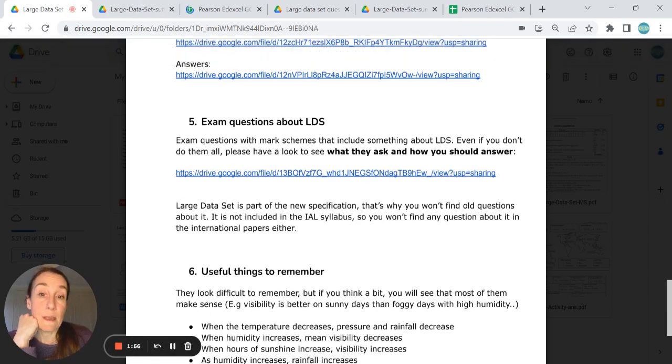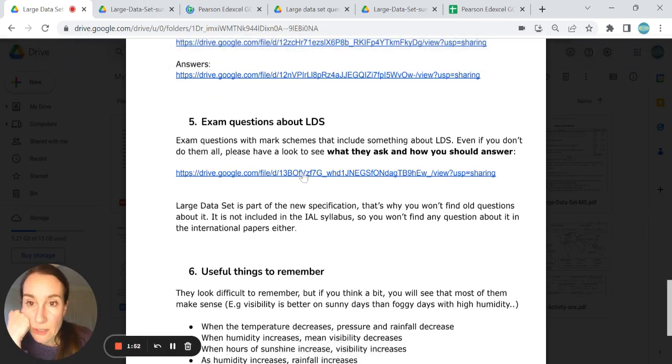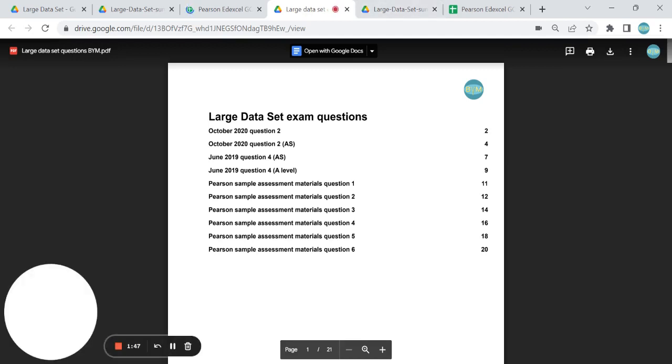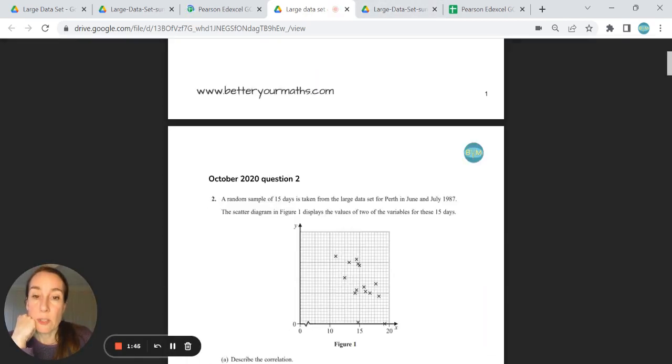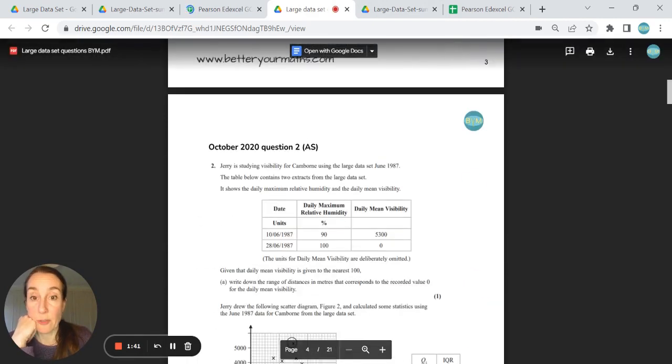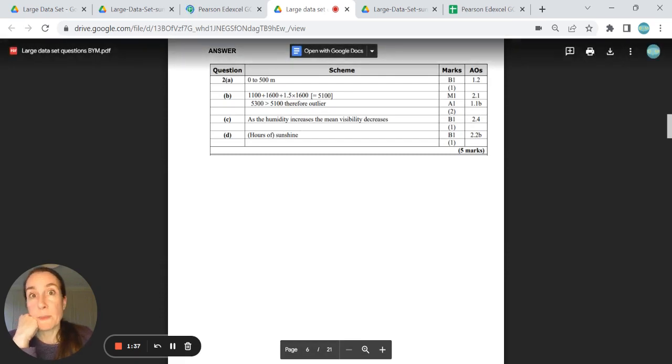And then you have exam questions about the large data set. If you click here, let me show you these questions. You have a collection of questions, and after each question, you have straight away the mark scheme for that question. So question and mark scheme for you to practice and to get familiar with what they can ask about the large data set.